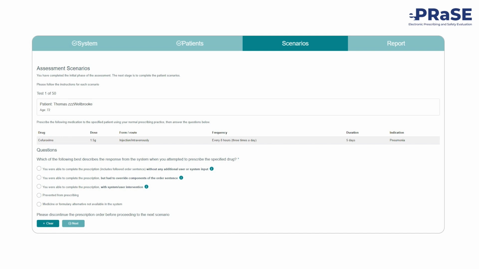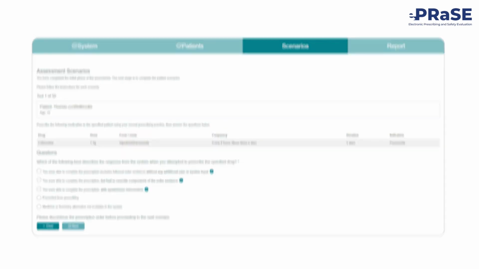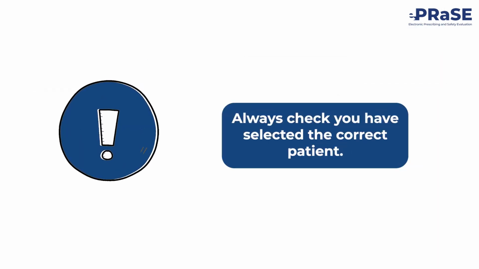In each test, you are presented with a specified patient name from the previous setup group of patients. Select the appropriate patient from your test environment and prescribe the medication exactly as detailed in the scenario presented. Record the relevant advice or information that you receive while completing the test by selecting from the system response options available on screen. Always check you have selected the correct patient.